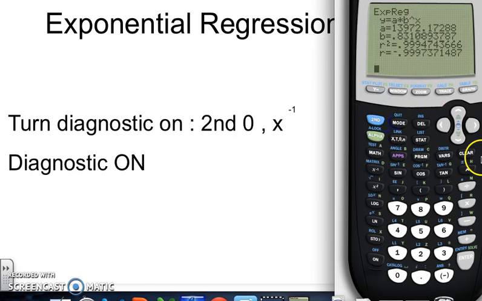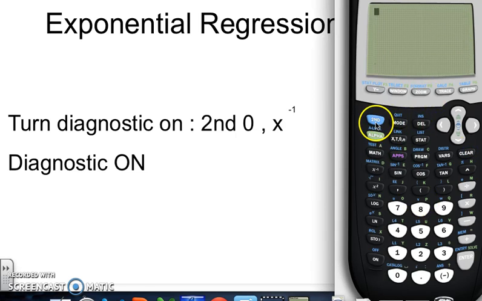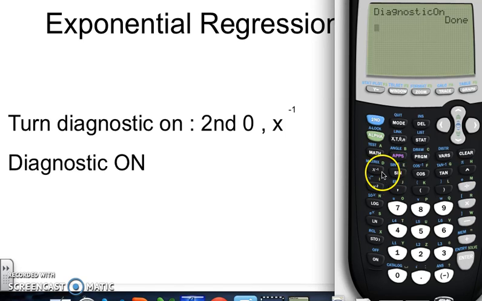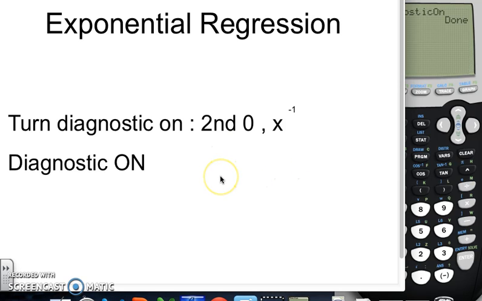So in your calculator, the first thing you need to do is press the second button, the 0 button, and then x^-1, okay? That's the easiest and quickest way to get down all the way to diagnostic on, and hit enter, enter, okay? So again, to turn diagnostic on, it's second 0, and then this x^-1 button. Okay, so now I can start to do my regression.